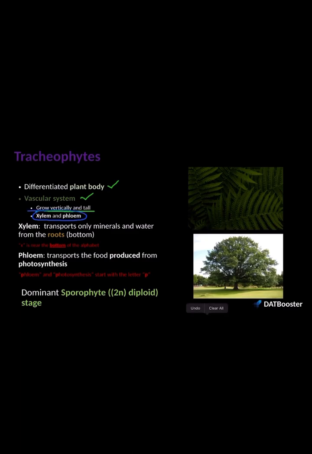So the xylem is going to transport minerals and water from the roots, so from the bottom of the plant. The way I remember that is xylem starts with an X that's found near the bottom of the alphabet. Roots are found near the bottom. It's going to be sending it up the plant body. Phloem, on the other hand, is dealing with the transport of the carbohydrates produced from photosynthesis. The way I remember this is phloem begins with P, photosynthesis begins with P as well. Unlike bryophytes, they have a dominant sporophyte stage, which is 2N, meaning they have two sets of chromosomes. They are diploid.